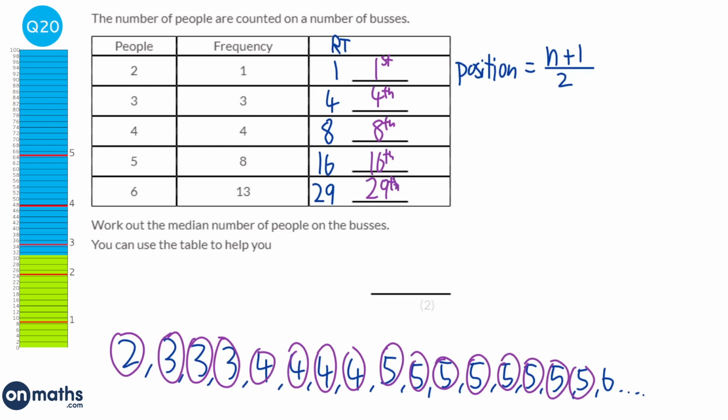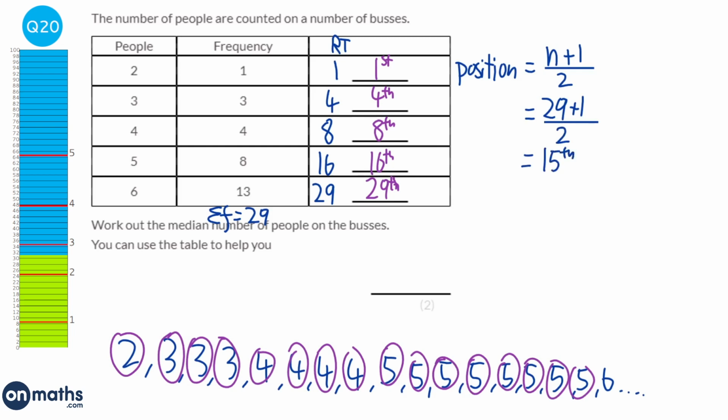Okay, so let's work out how many numbers there are. And we do that by adding up the frequency. So we're just going to add up all of the frequencies together, and we find out that there's 29 numbers altogether. So 1 plus 3 plus 4 plus 8 plus 13. So using our formula, which is 29 plus 1 divided by 2. 29 plus 1 is 30, divided by 2 is 15. So we're looking for the 15th number.